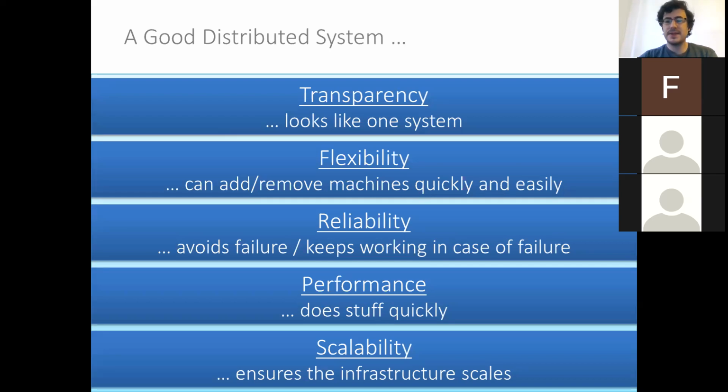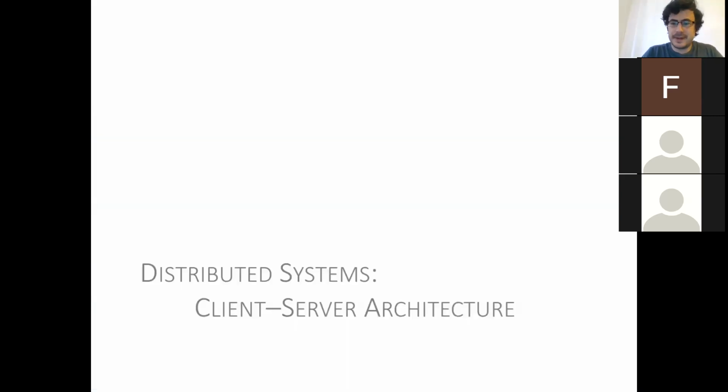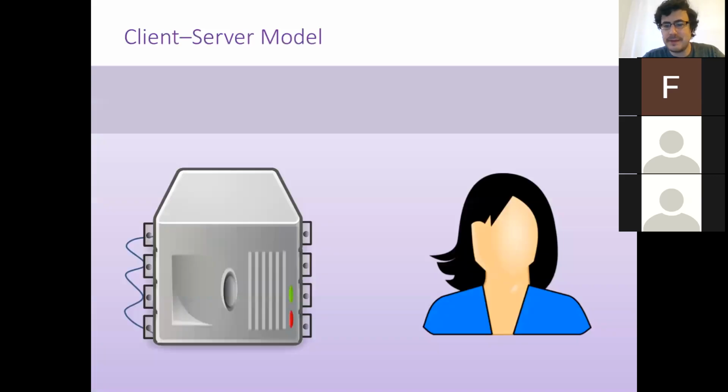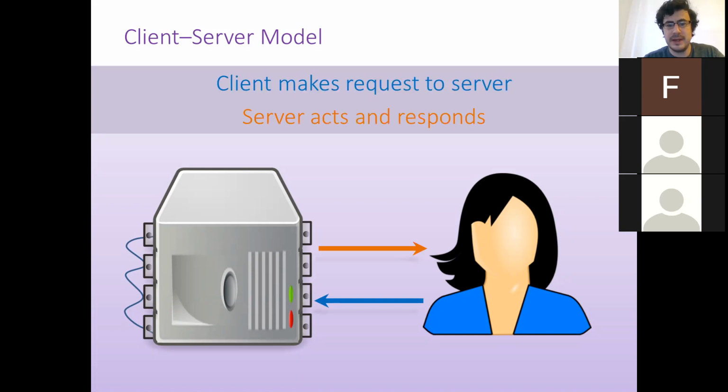Okay, so we'll talk about a couple of different types of architectures of distributed systems. I'm going to talk about two that are essentially two extremes in the choices of architecture. The first one is a client-server architecture, and this is probably the most simple, in the sense that we have a client and a server, and the client makes a request to the server, and the server acts upon that request and responds with some answer.